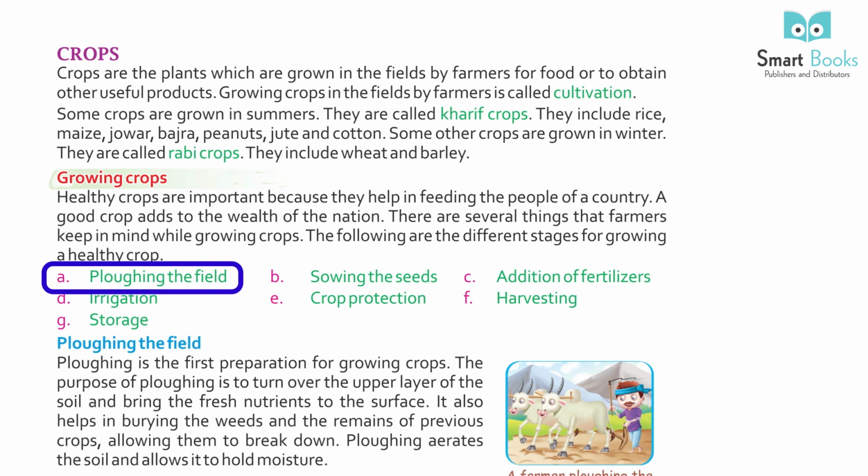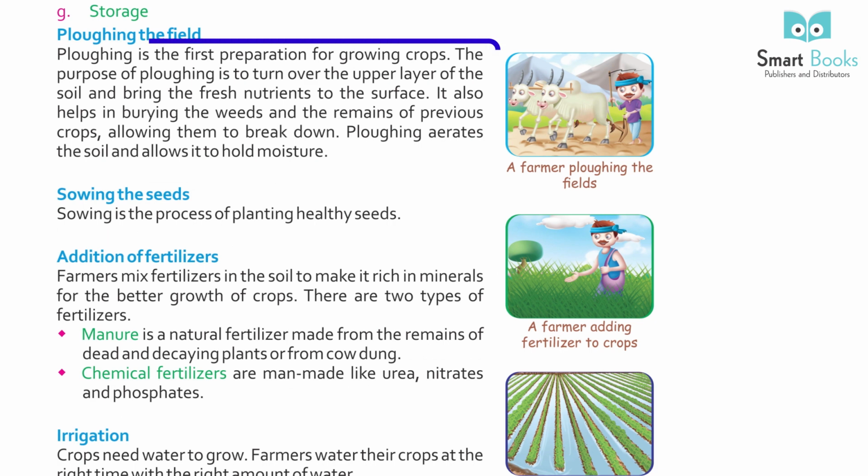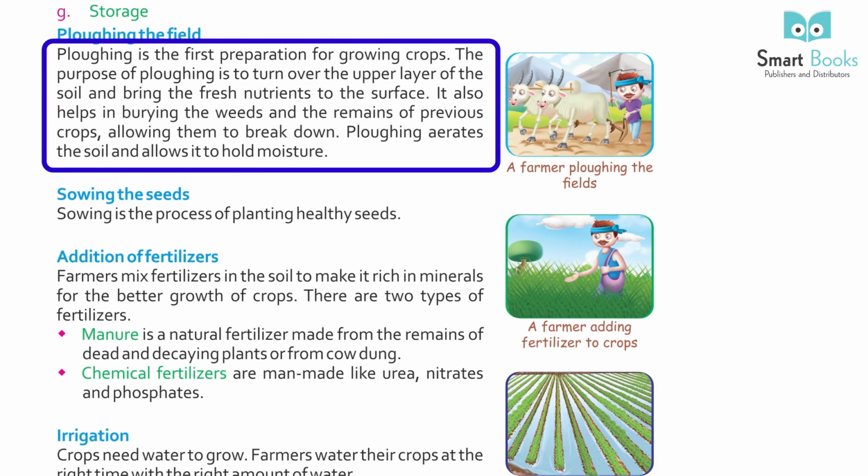A. Ploughing the fields. B. Sowing the seed. C. Addition of fertilizers. D. Irrigation. E. Crop protection. F. Harvesting. G. Storage. Ploughing the field. Ploughing is the first preparation for growing crops. The purpose of ploughing is to turn over the upper layer of the soil and bring the fresh nutrients to the surface. It also helps in burying the weeds and the remains of previous crops, allowing them to break down. Ploughing aerates the soil and allows it to hold moisture.